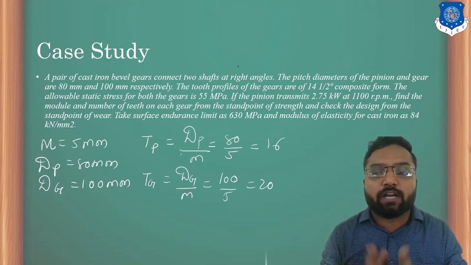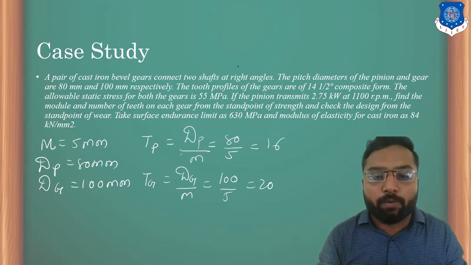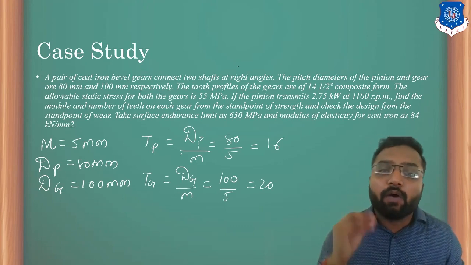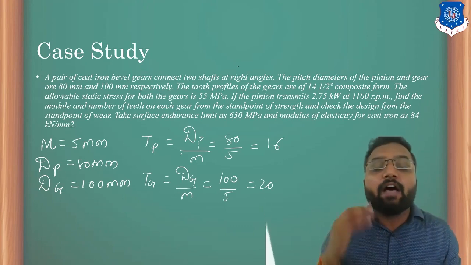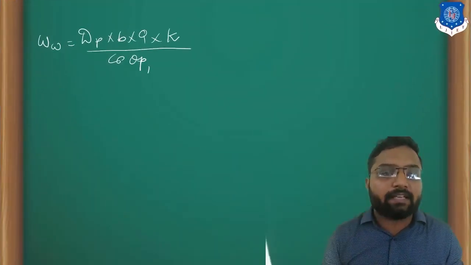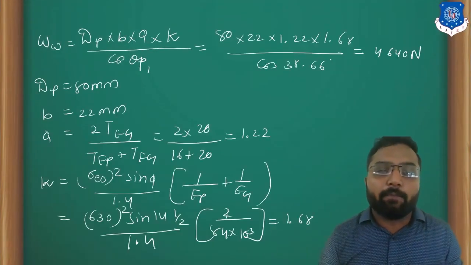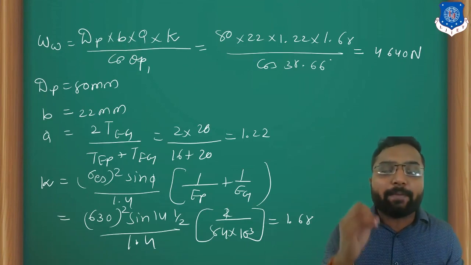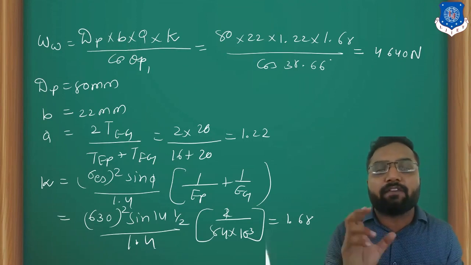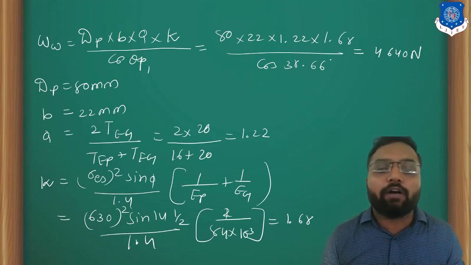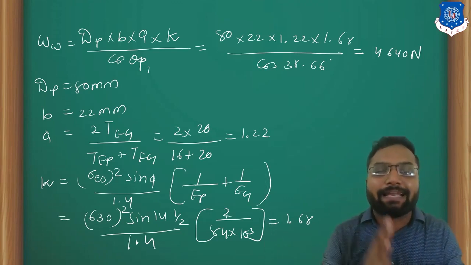What was our next portion? The next portion is to find wear load. But before getting into this, what we require to find the wear load is the endurance limit and the modulus of elasticity. Clear? Because the equation for this is: Ww, wear load, equals dP into B into Q into K, where dP is the diameter of pinion, B is the face width, Q is the velocity ratio factor, and K is the strength depending on its endurance limit and modulus of elasticity.